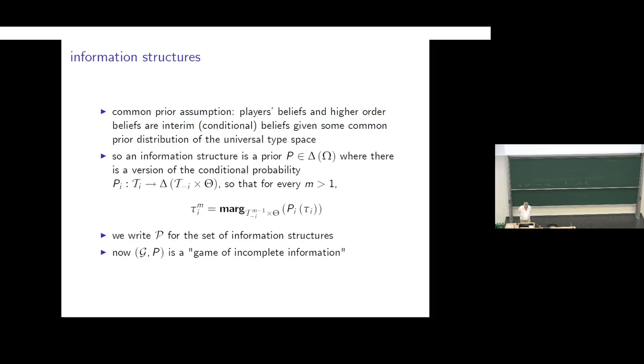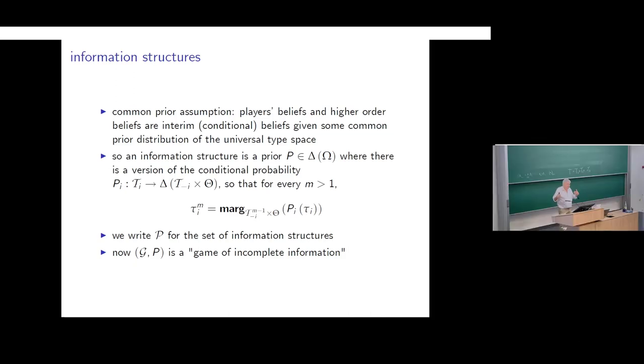Okay? Now, if I combine the base game, what I defined as the base game, calligraphic G, the actions and the payoffs, if I combine it with an information structure, which is a probability distribution over the universal state space, we get what we call a game of incomplete information. It's a game, in the usual sense, with the subtlety that payoffs depend on a state of the world, and we're allowing, through this universal state space, players to have arbitrary beliefs and higher order beliefs about parameters of the game. Okay?